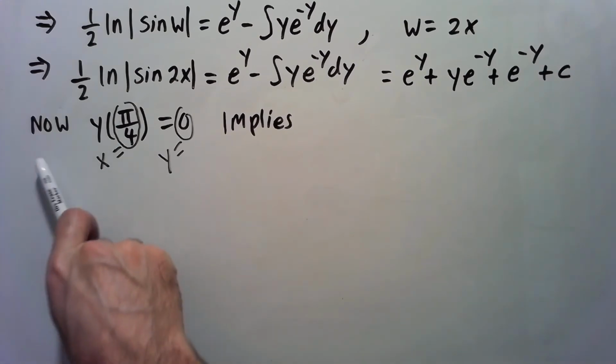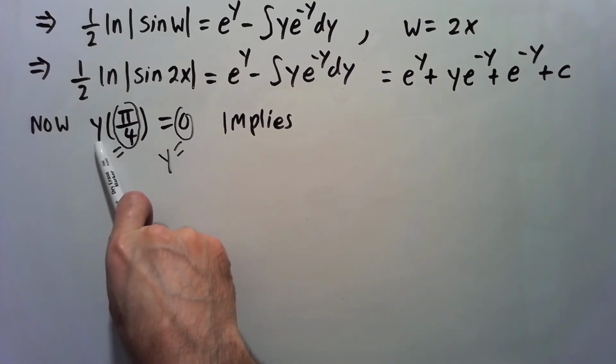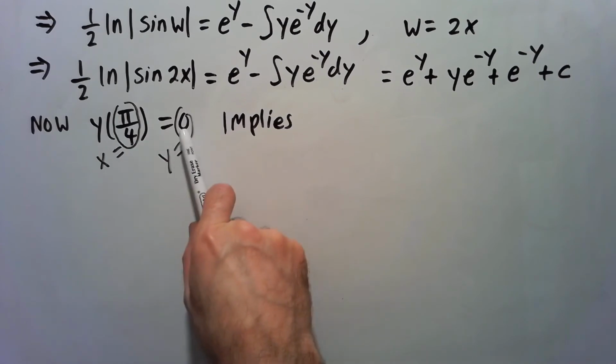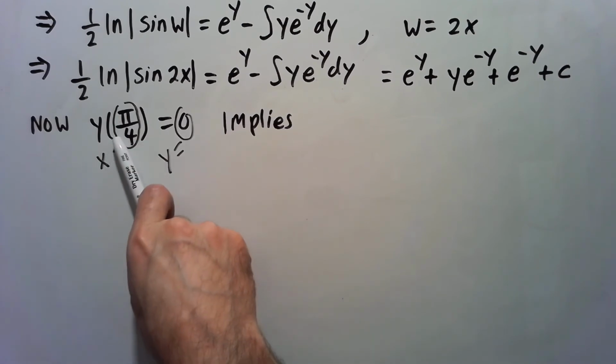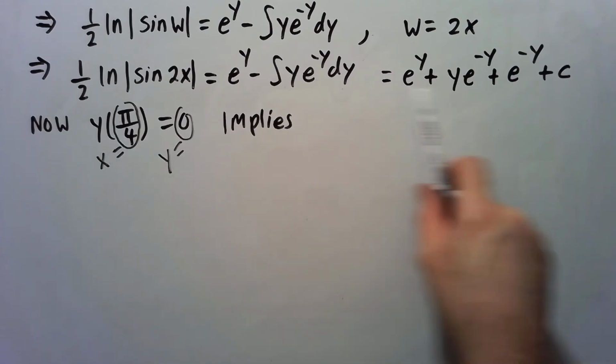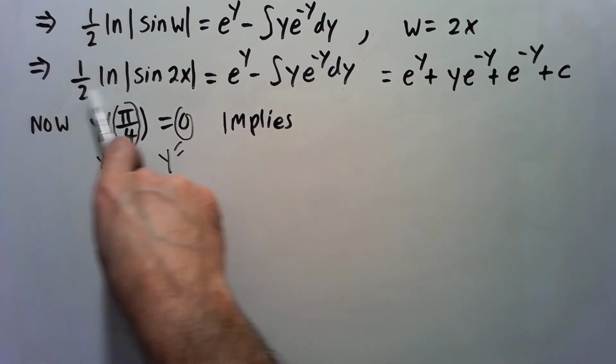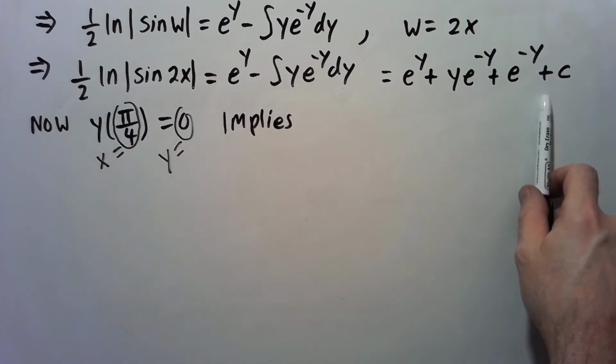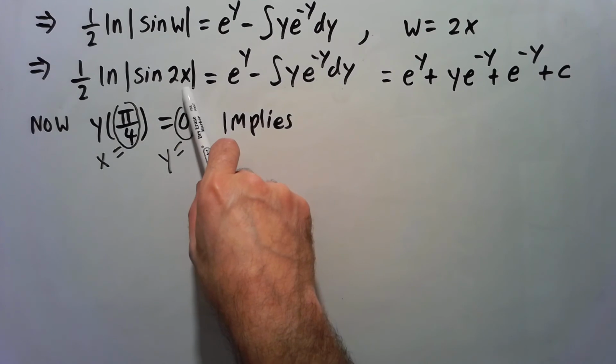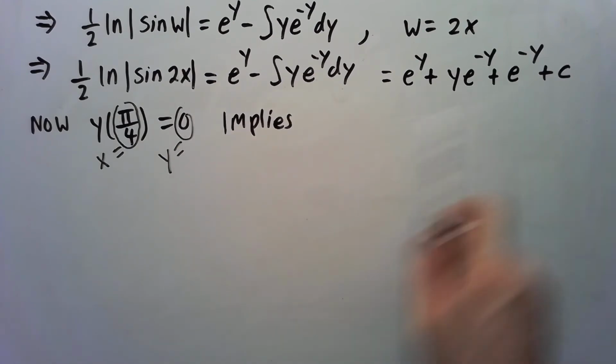Okay, so now recall that our initial condition is that y of pi over 4 equals 0. That means the x is pi over 4 and the y is 0. So let's plug into our solution up here, our general solution, pi over 4 for x and 0 for y. So doing that, we get then.